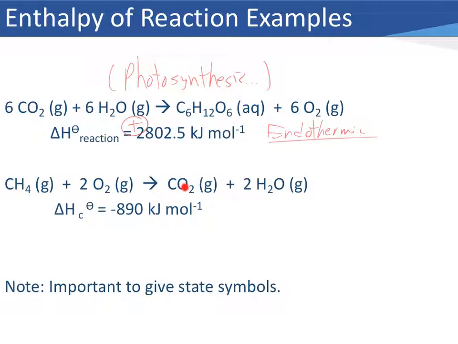CH4 plus O2 makes CO2 plus H2O, negative 890 kilojoules per mole. That is exothermic. That is combustion. This is a combustion reaction. So, kind of makes sense that I have a negative delta H.